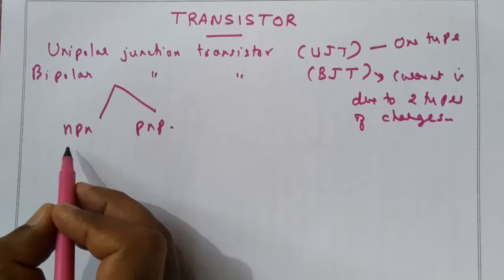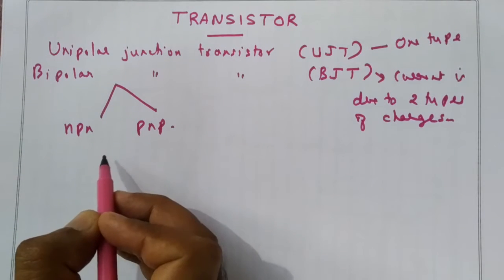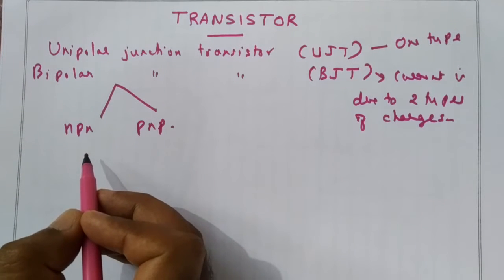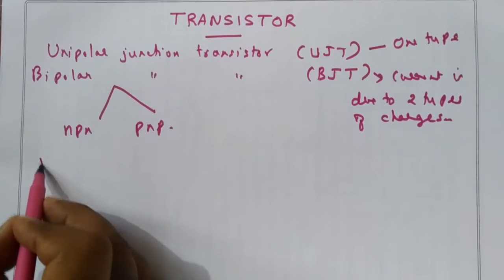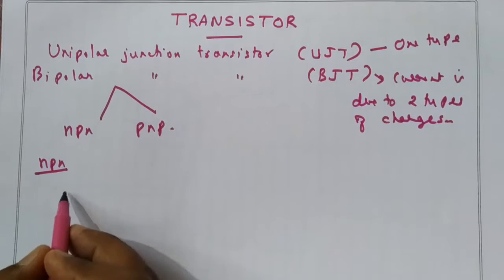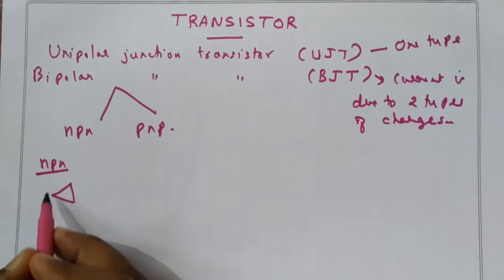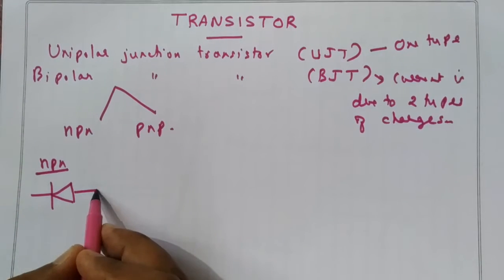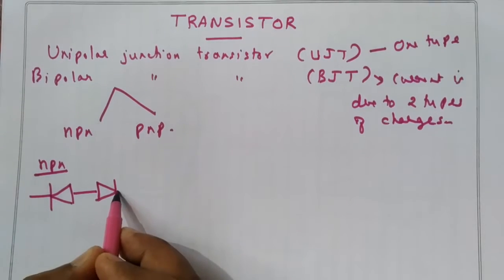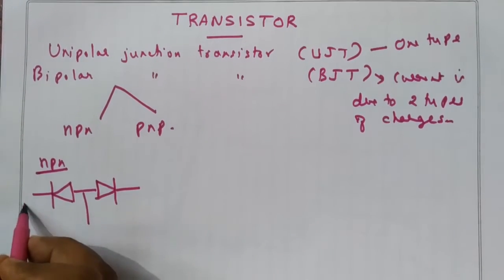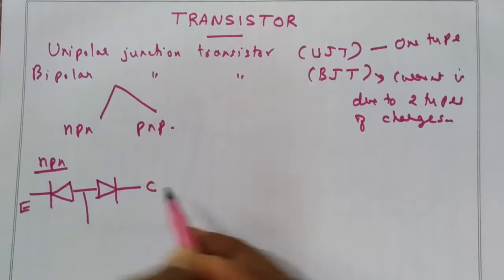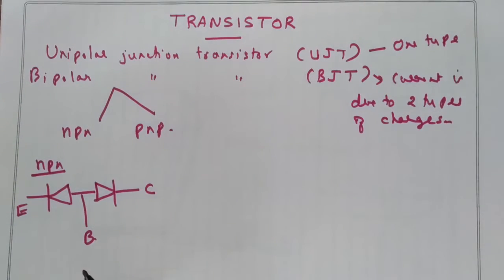A NPN transistor or a bipolar junction transistor can be treated as two diodes connected back to back. Say a NPN transistor. It can be treated like this, two diodes connected like this. Now there are three terminals here. This is called as emitter, this is called as collector, and this is called as the base.